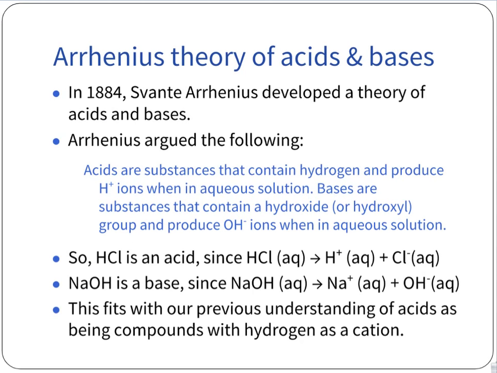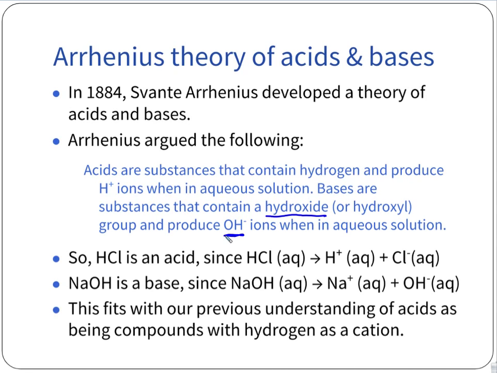In 1884, Svante Arrhenius developed the first really good theory of how acids and bases worked. Arrhenius basically said this: acids are substances that contain hydrogen and produce H+ ions, hydrogen ions, when in aqueous solution. Bases, on the other hand, are substances that contain hydroxide, sometimes called a hydroxyl group, and produce OH-, or hydroxide ions, when in aqueous solution.